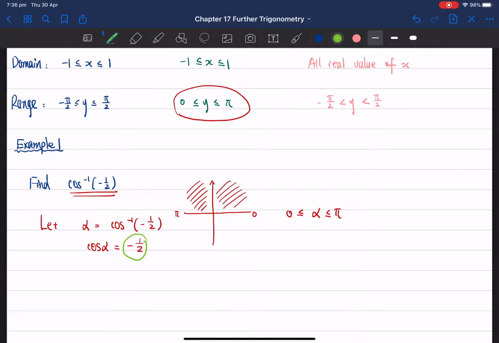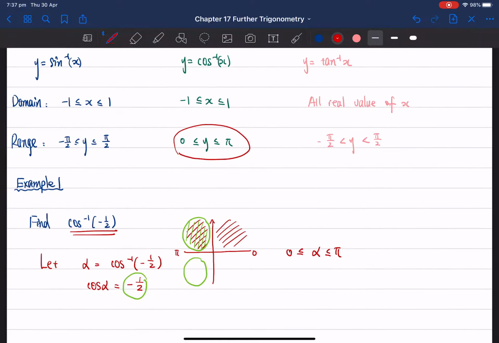Cosine is negative in the second and the third quadrant. So by combining these two pieces of information together, you now know the angle is in the second quadrant. This is how you know it. You're going to use two pieces of information to solve this puzzle.